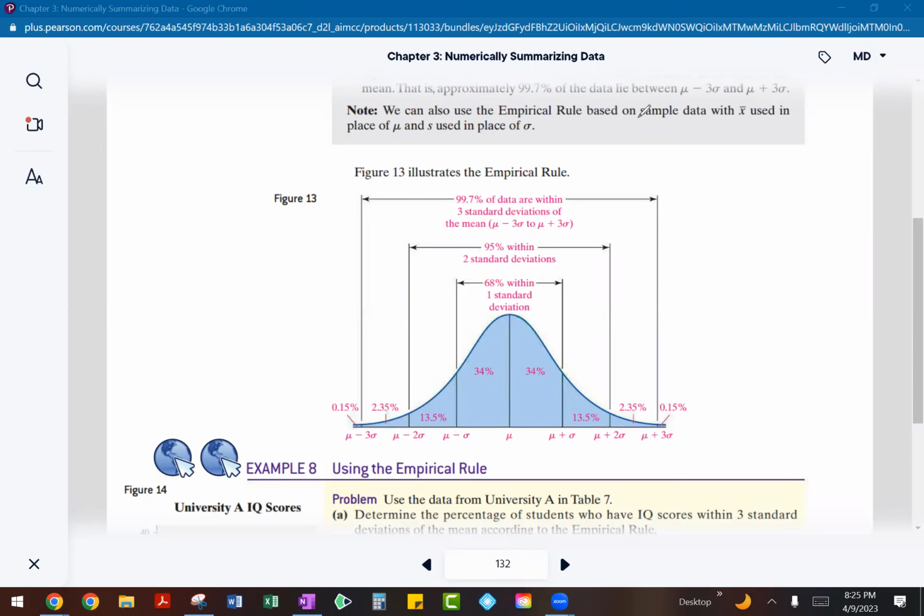In that same way, when you go within two standard deviations, you're looking at 95%. So that's going to be this area over here.